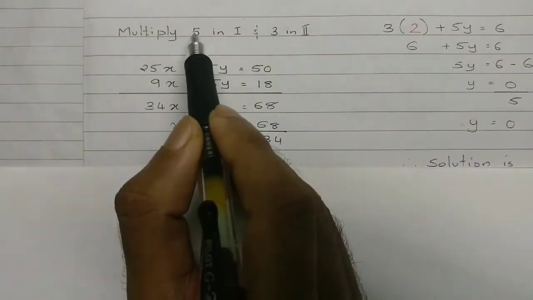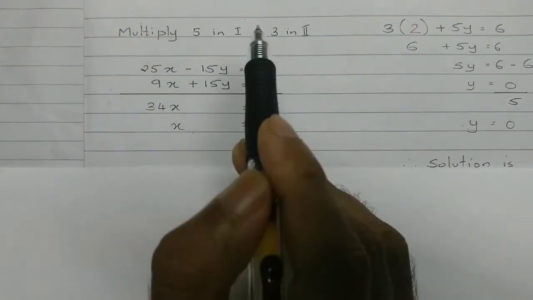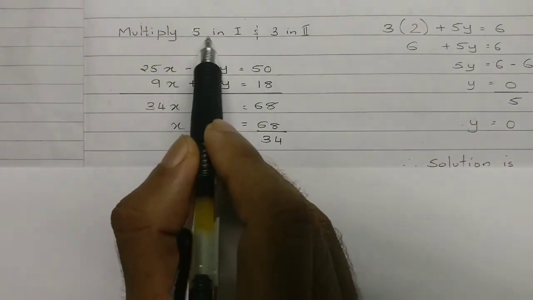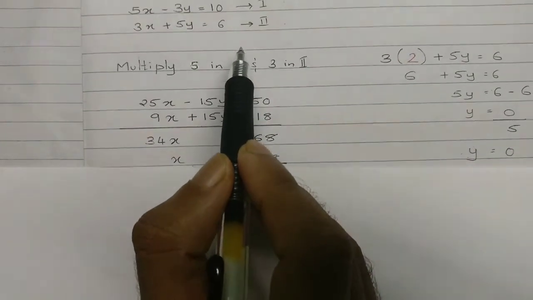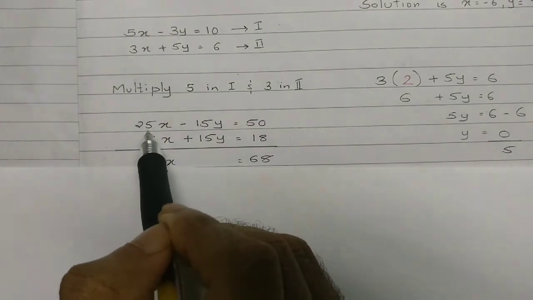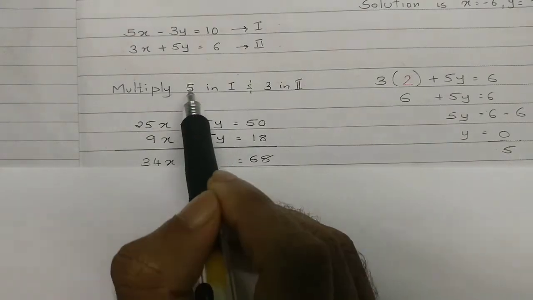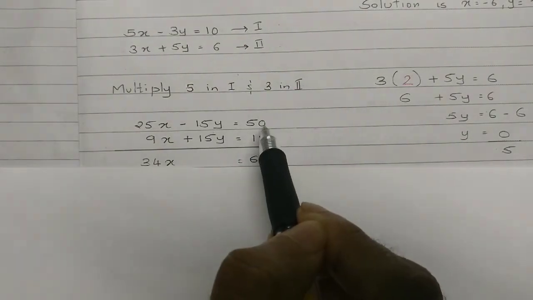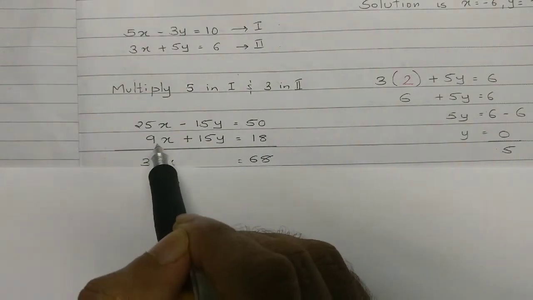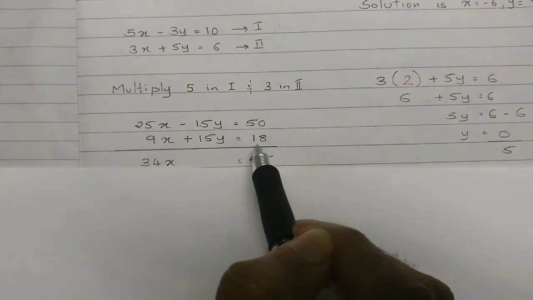Now since I'm multiplying these numbers in this equation, I can't multiply it only in one place, but I have to multiply throughout the equation. So multiply 5 in equation 1. 5 5s are 25x, 5 3s are minus 15y, 5 10s are 50. And 3 in equation 2. 3 3s are 9, 3 5s are 15, and 3 6s are 18.